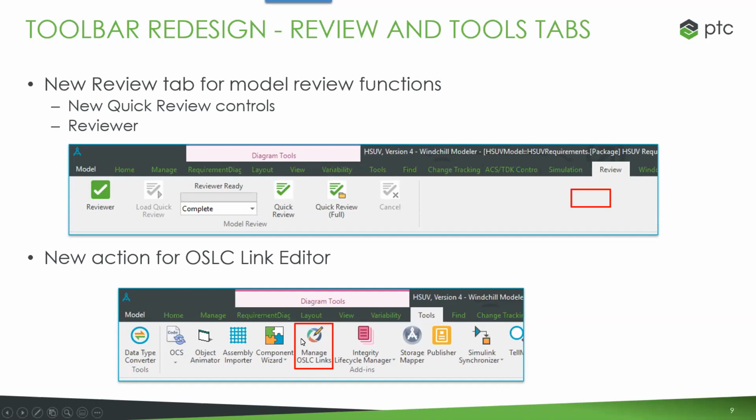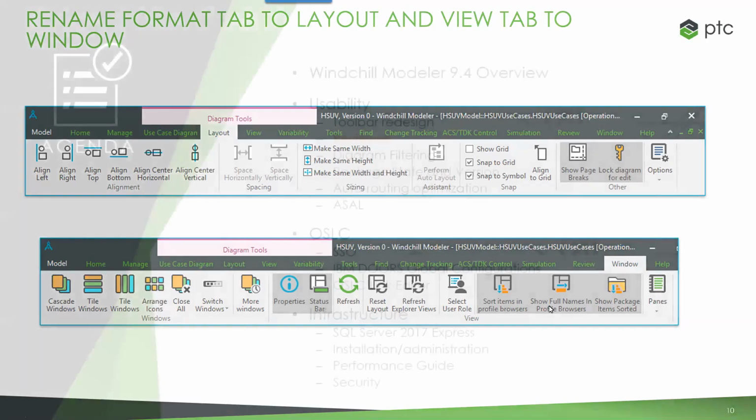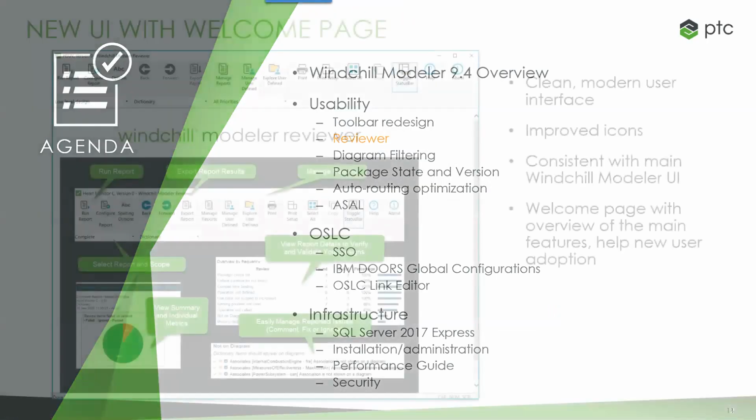On the Tools tab, we've added this new action for our link editor. And you can see also that we've started to adopt the official OSLC icon as well within Modeler. So that's a nice enhancement. We've relocated some things into the Layout tab. So this is now the more common location for all diagram layout functions. And we've renamed this tab to Window because it makes a bit more sense. So only small things. Let's look at Reviewer now.